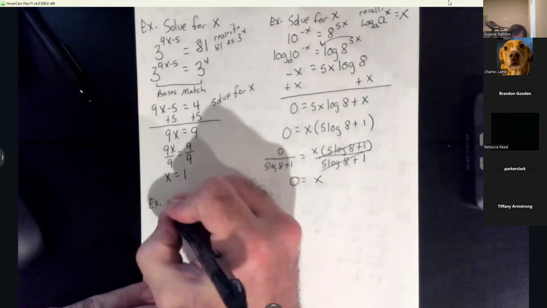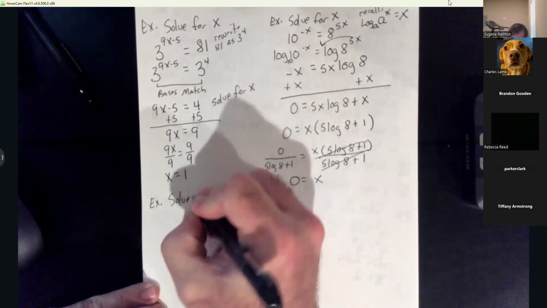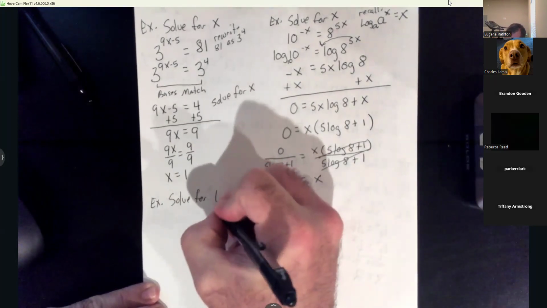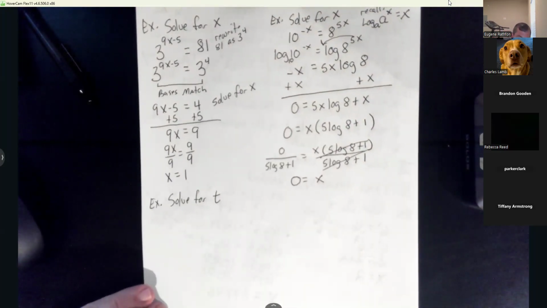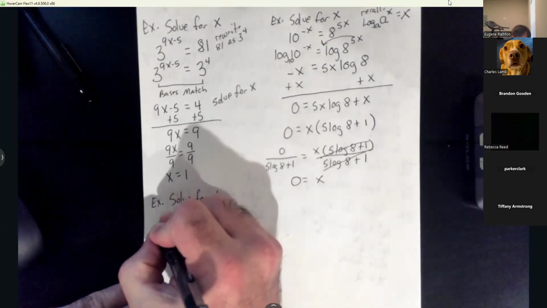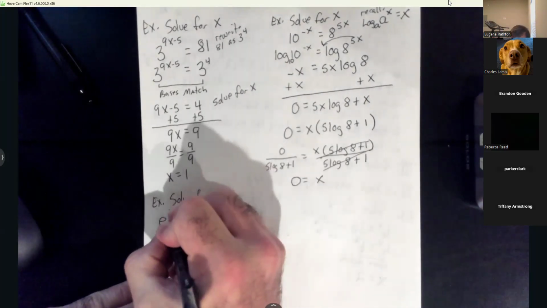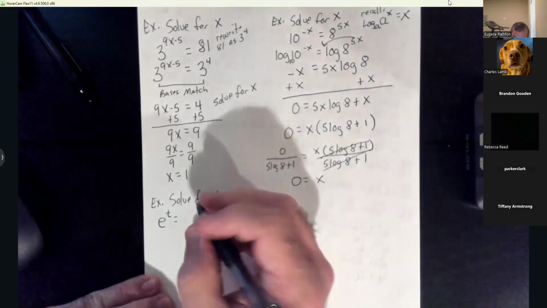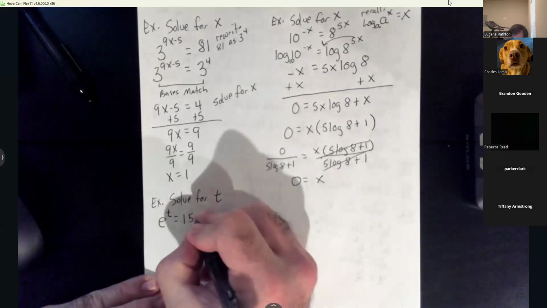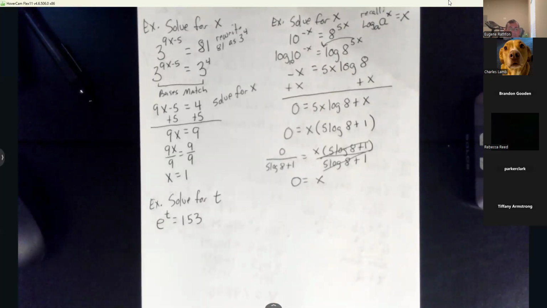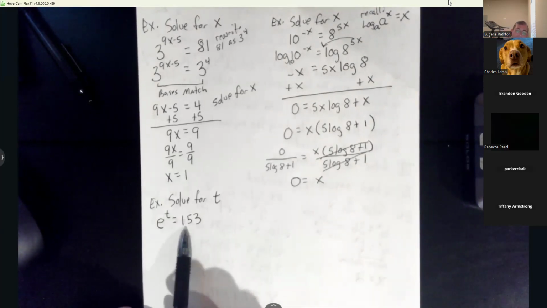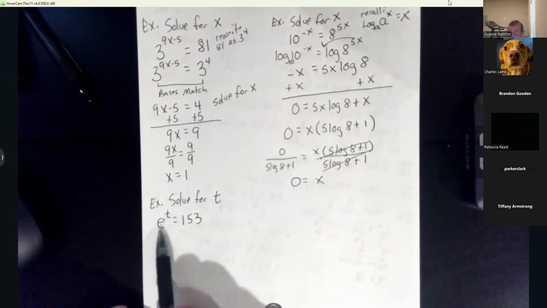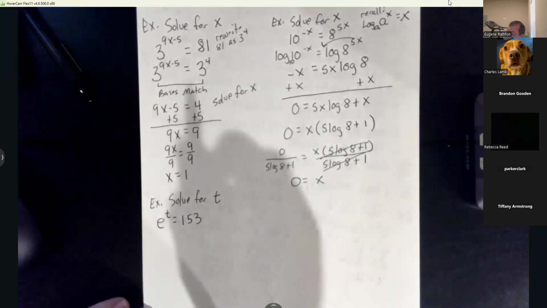Now, y'all, here we go again. Solve for t. So I don't have an x this time. I got a t, actually. Now, this one gives me e to the t equals 153. All right, so I'm not going to try to rewrite that 153 using e as a base.